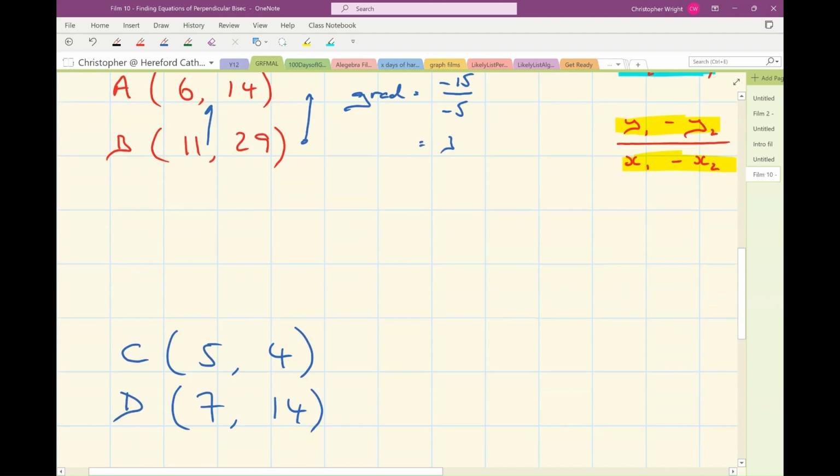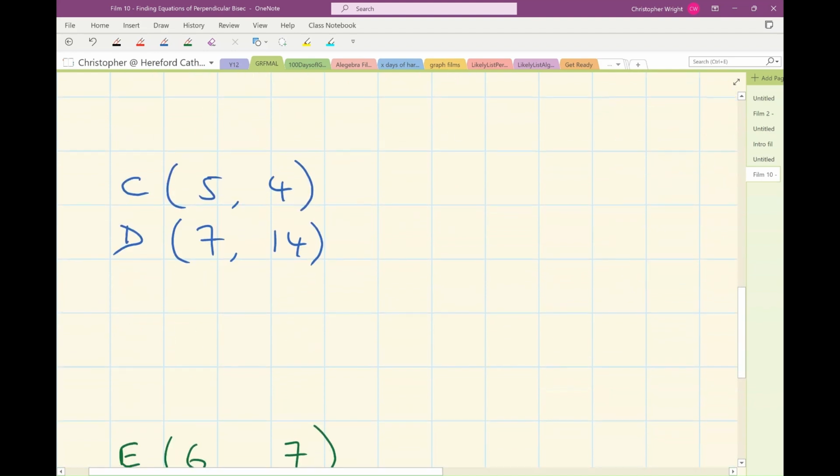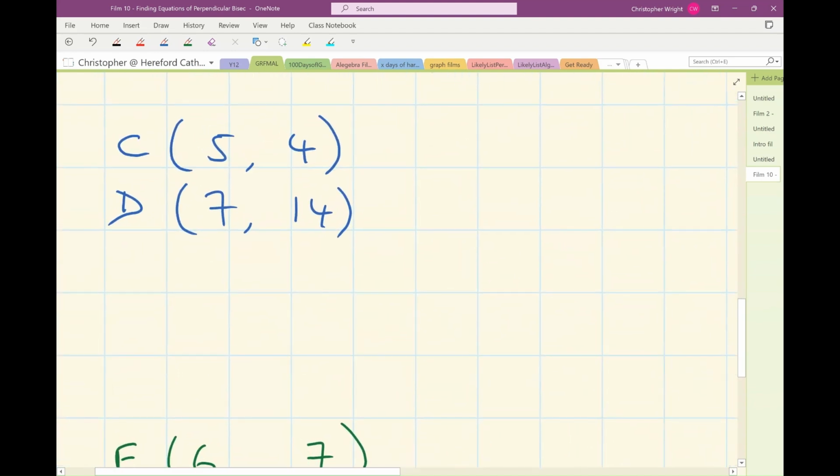Right, let's practice this automatic method with these 2 points here, the points C and D. Pause the film, work out the gradient. In the meantime, I'm going to crack on. So my gradient is going to be, now I'm going to go from top to bottom here, because I like the look of the 4 to the 14. So top to bottom, 4 to 14, well that's adding 10, and then 5 to 7, that's adding 2. 10 over 2 gives me a gradient of 5.